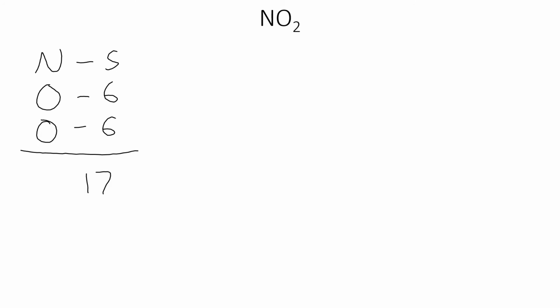Make sure you have the correct number of each type of atom, because a lot of times people think they're in an odd number of electron situation when they're really not. They just miscalculated something. This truly is an odd number of electron situation. We truly are at 17 electrons.